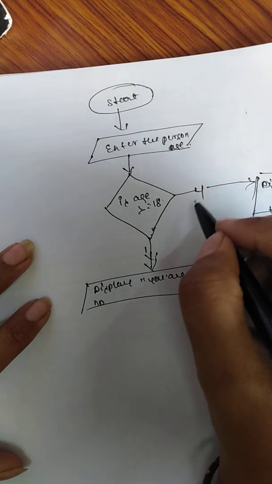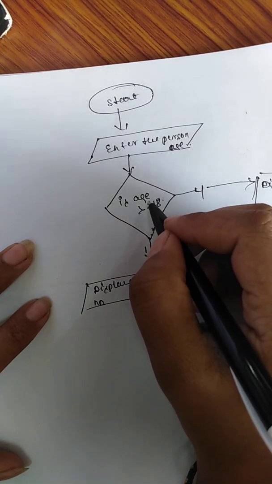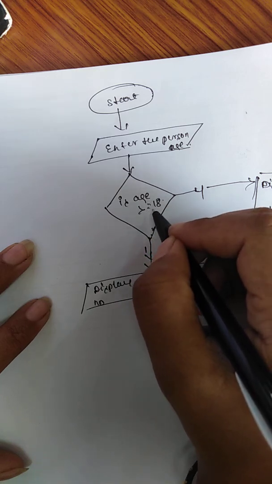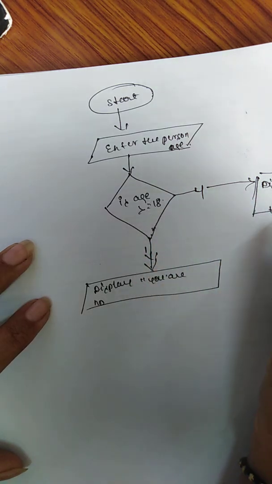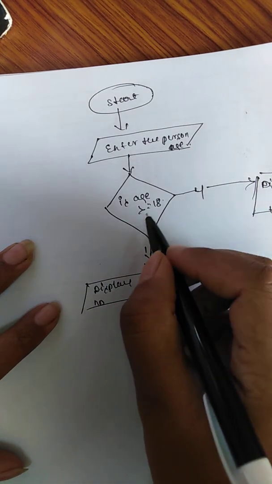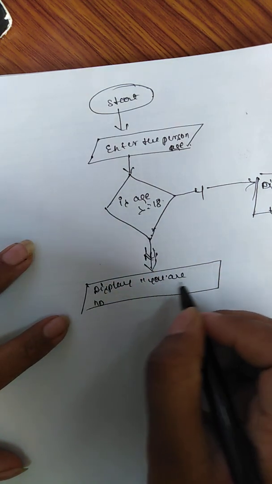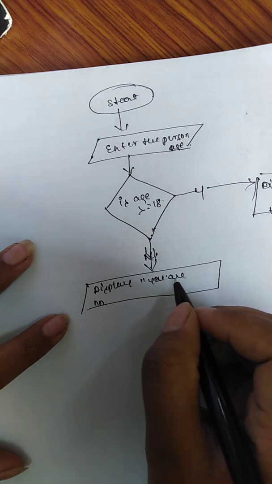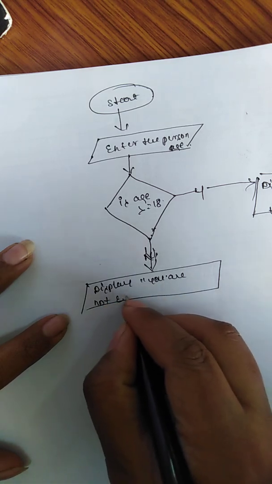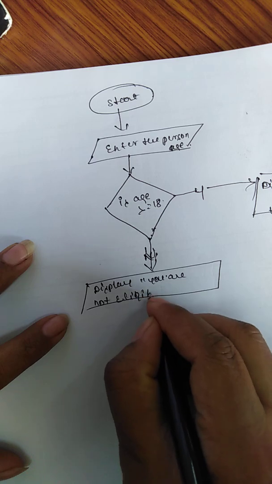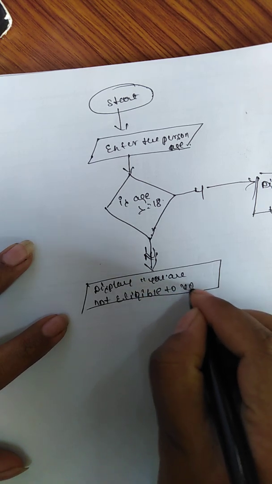This one is, if you have an age greater than or equal to 18, meaning yes, then the output displayed will be "your age is above 18, so you are eligible to vote." Otherwise, this condition will be false, meaning no, and the output displayed will be "you are not eligible to vote."